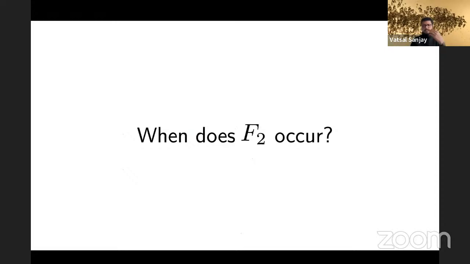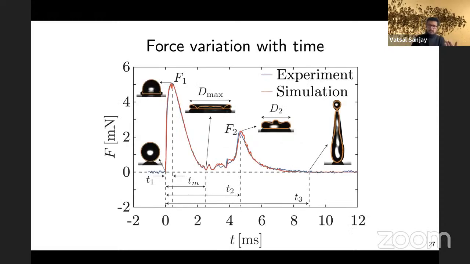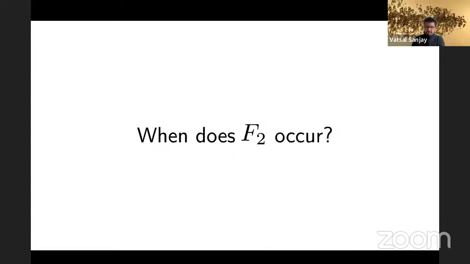And the next question that we can ask, looking at this plot, is similar to what we did for F1. First of all, when does this F2 occur? So basically, what sets this T2? And the second question that we can ask is, what sets the magnitude of F2? So there are two questions once again that we can ask. First is, when does F2 occur?